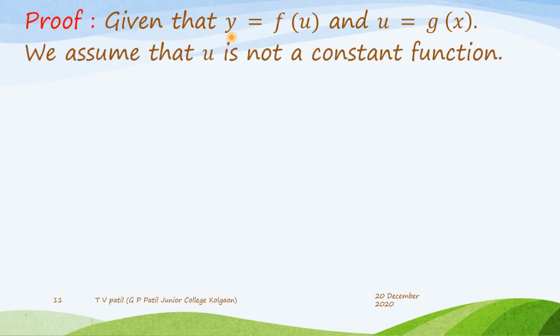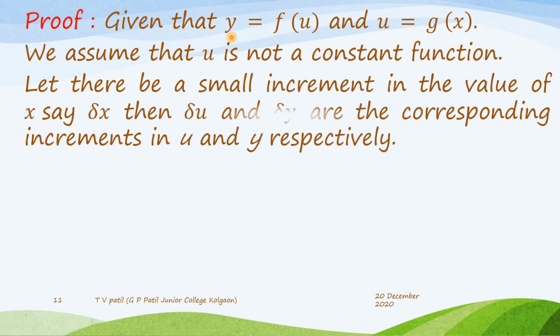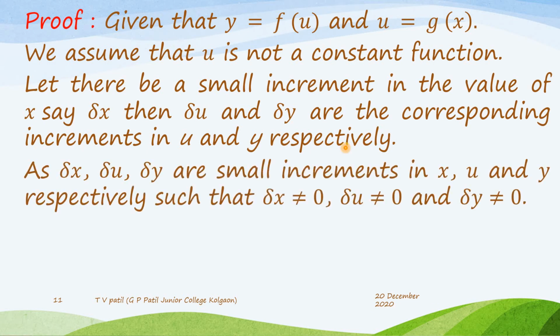We assume that u is not a constant function here. Let there be a small increment in the value of x, say delta x, then delta u and delta y are the corresponding small increments in u and y respectively, such that delta x is non-zero, delta u is non-zero, and delta y is non-zero. Now we have delta y upon delta x, which can be written as delta y divided by delta u into delta u by delta x.